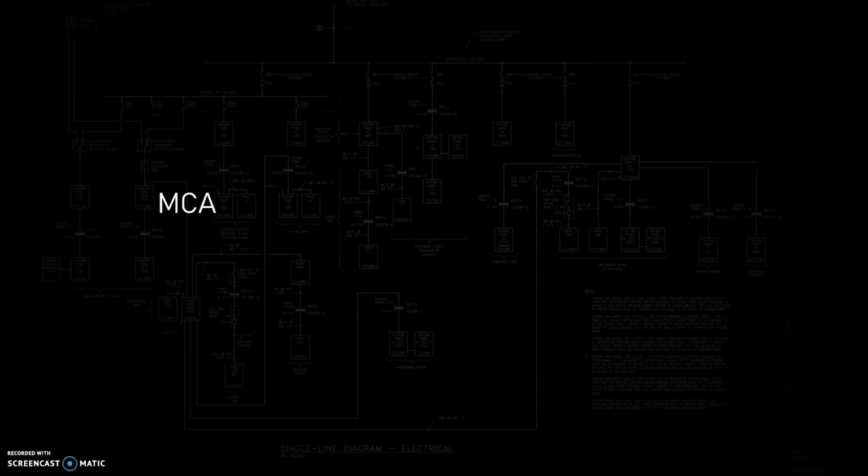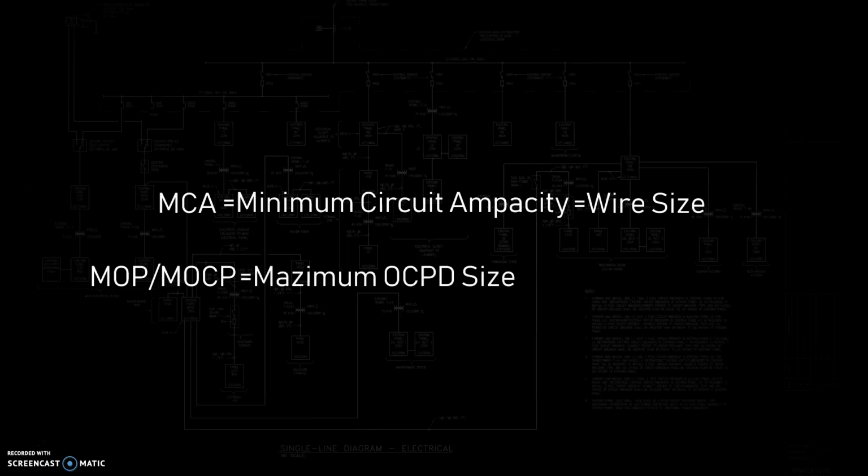So just to wrap up, we had two really key terms. If you only take two things away, first is that term MCA, or minimum circuit ampacity. That's how we size our wire. Our wire must be at least big enough to handle this ampacity. Second is MOP or MOCP, maximum overcurrent protection device size. Again, that's how we're going to size our breaker or our fuses. Those are the two biggest takeaways out of the entire chapter. If you don't take anything else, make sure you take those two facts.